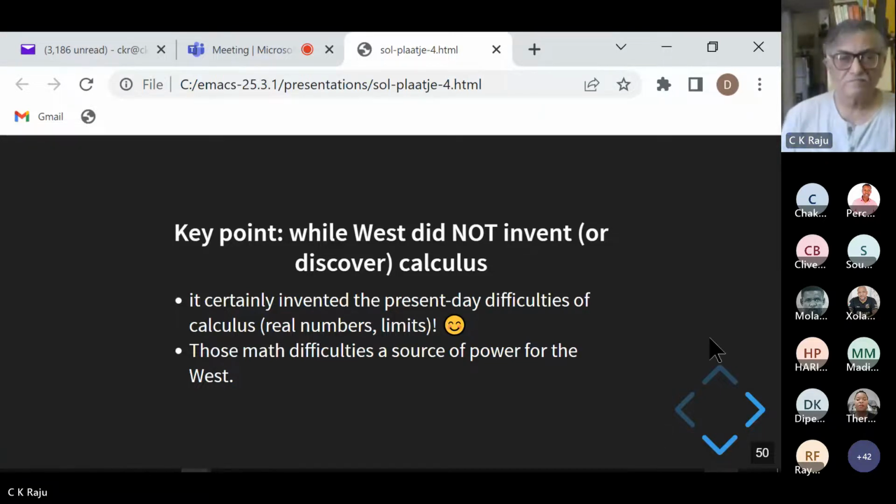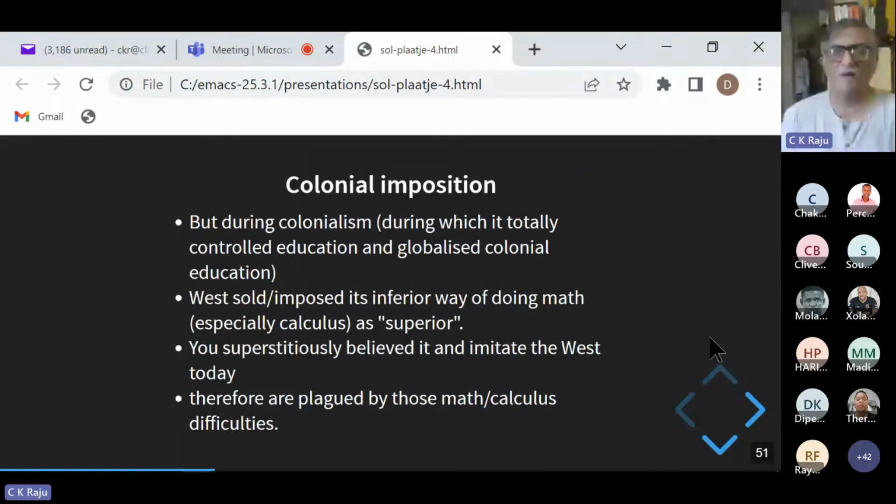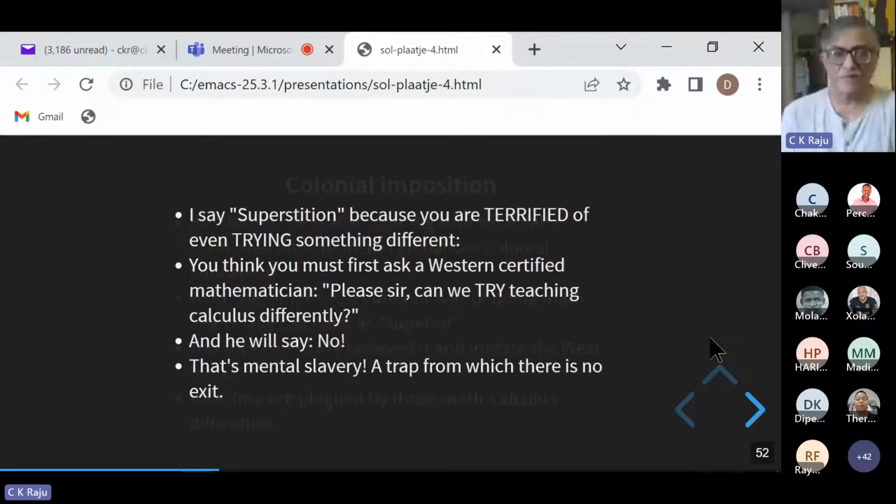All right. And it was a colonial imposition. We know that they were in power throughout the world, and they colonized and introduced colonial education, and they said what we do is superior. This is the superior way of doing it, so you must imitate it. And because of that colonial education, we believe it is superior to imitate the West, and we are plagued by those difficulties, and therefore people don't learn. So that's the point that we want to address.